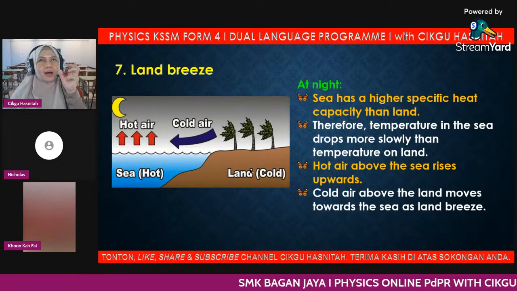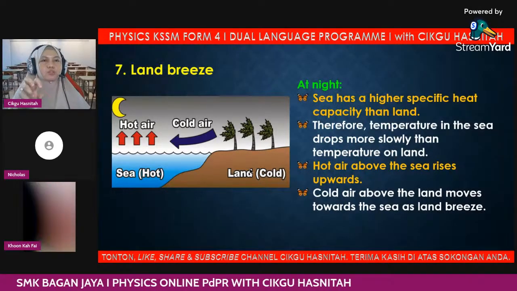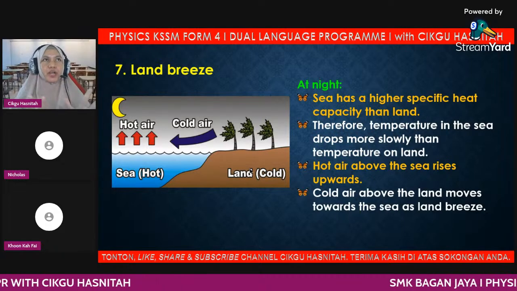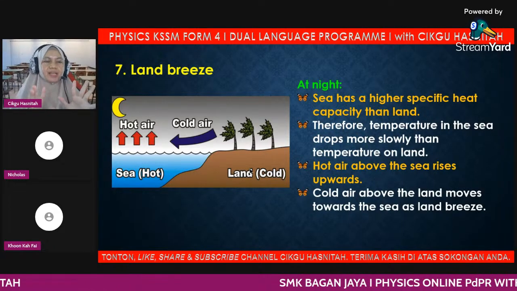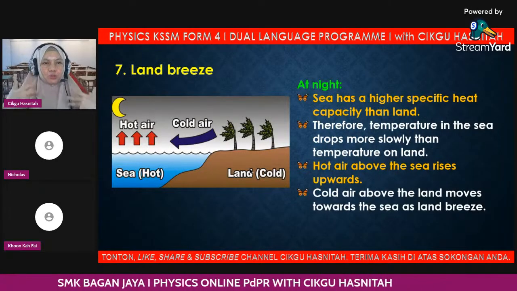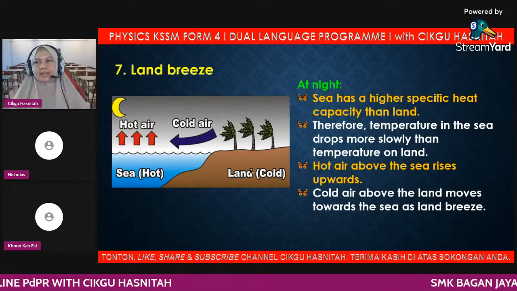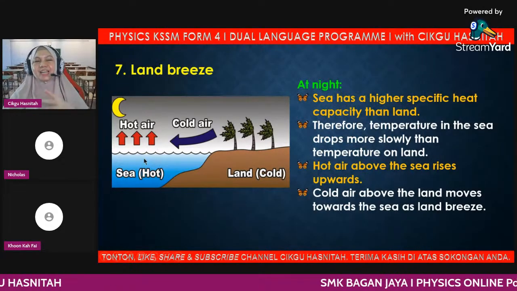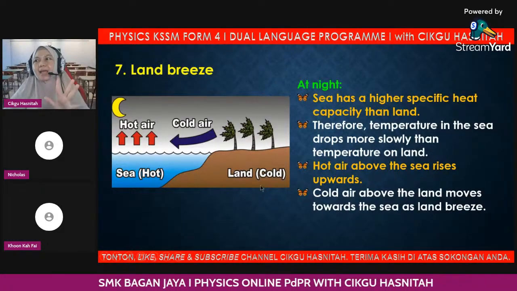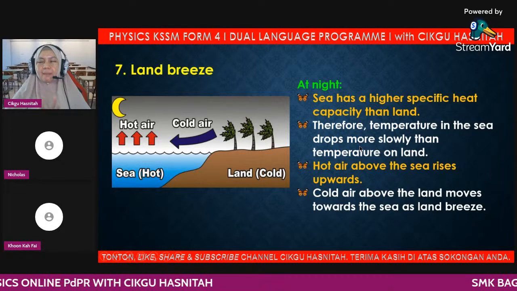Remember, a material with a low specific heat capacity absorbs heat very fast and also releases heat very fast. While a substance with a high specific heat capacity absorbs heat very slowly and releases heat also very slowly. So it will keep warm for a longer period. So at night, the sea is hotter, because it releases heat slowly compared to land. Therefore, the temperature in the sea drops slowly compared to land.